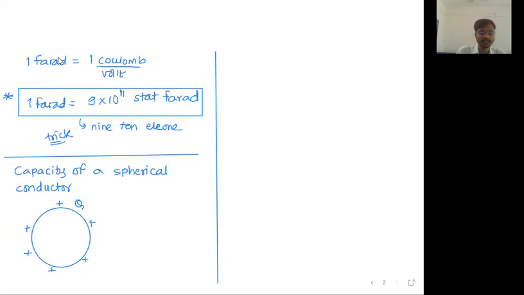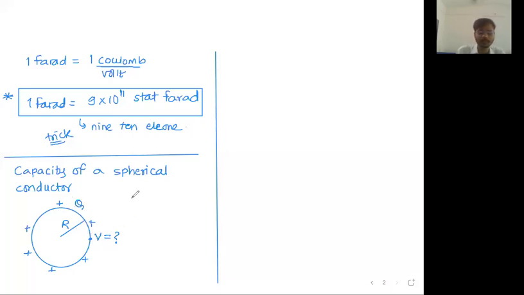Now let us decide the size of the conductor. Size means the radius of this spherical conductor. Let us decide the size as capital R. What is the value of potential of this conductor? Potential of the conductor means potential at a point on the conductor.